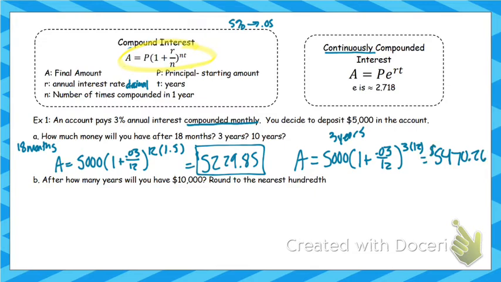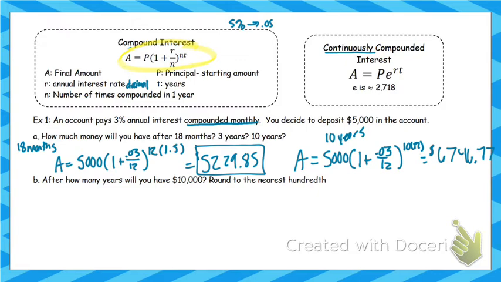If you wanted to do 10 years, you would do the exact same thing. But again, instead of 3, you would use 10. So if I do 10 and 10, plug those in, and I'll have $6,746.77.